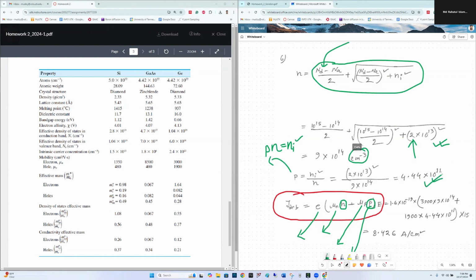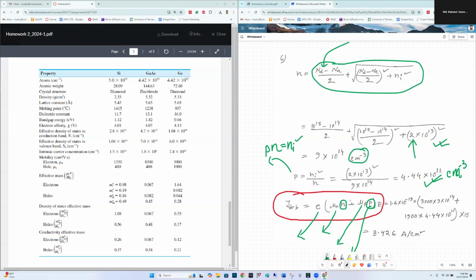Again, the unit is not written here, but the unit is per centimeter cube, because I have inserted the values in per centimeter cube. So the result will also be in per centimeter cube. Okay, so we have P.